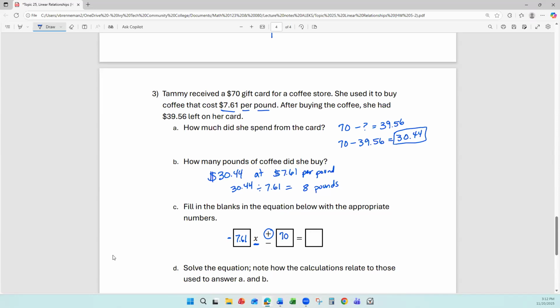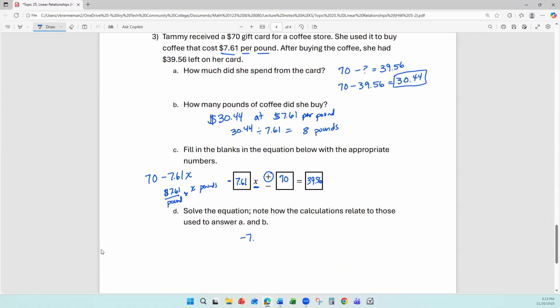So again, it might be more intuitive to you to write the $70 original amount on the gift card, then minus spending that 7.61 per pound times the number of pounds. 7.61 per pound getting multiplied by the X pounds will give the total spent. But again, it'll be fill in the blank in a particular order. And then the ending value is the 39.56 that she had left afterwards.